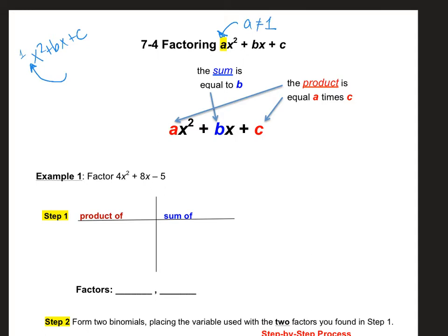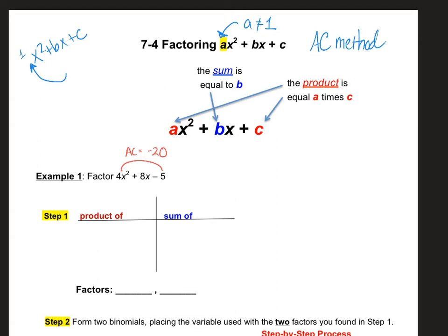I actually like to call this the AC method, just so that we can link something in our brain to help us remember this long process. This one's a little bit lengthy. So the first thing that we need to do is find AC. We're going to multiply the a and the c. So that would be a 4 and a -5. So we multiply them, and AC ends up equaling -20.